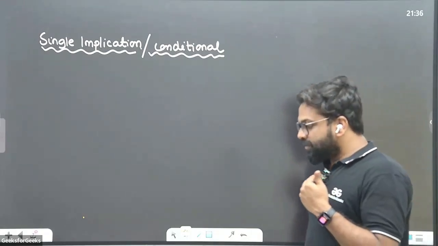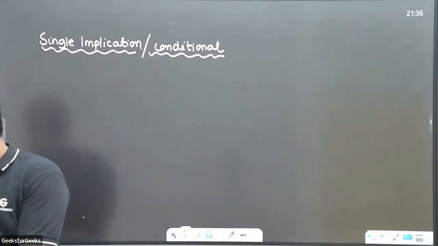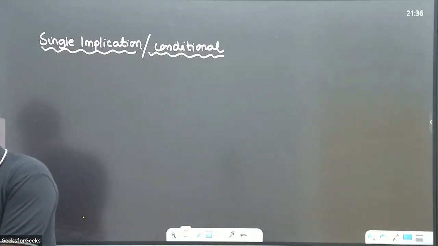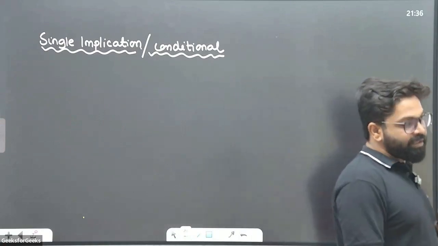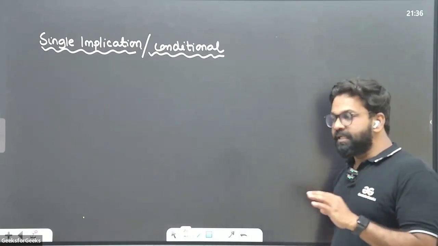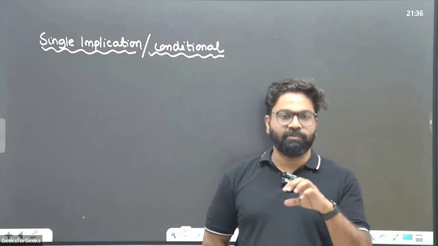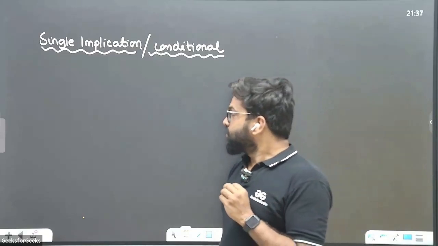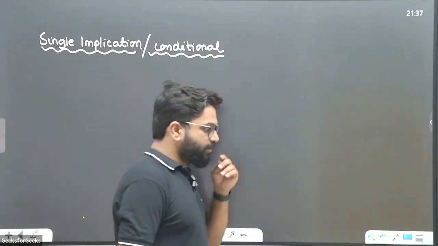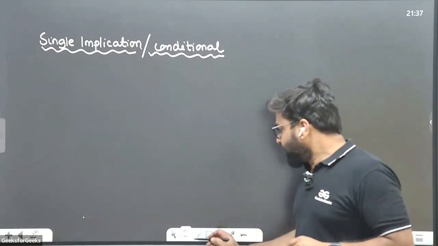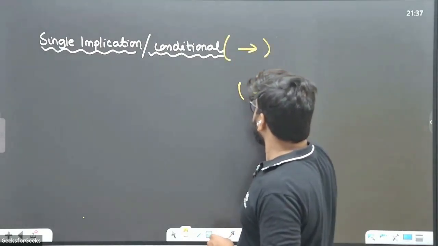So the way you understand this, if you understand thoroughly, or in a good way, this single implication or conditional, then you can consider that 30% of your job is done. You just have to go through a few little things related to that. So here we will have the single implication. Either you can call this a single implication, or you can also call this a conditional. Now, what is the representation of this? The representation of this is something like that.